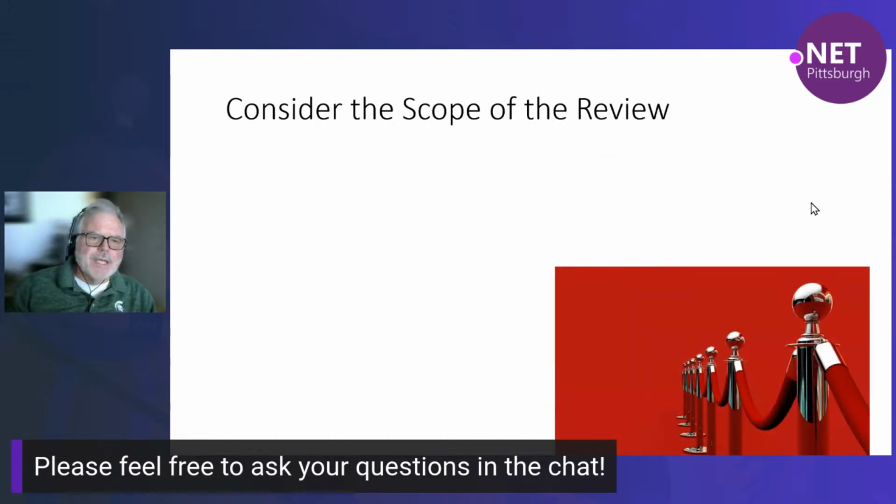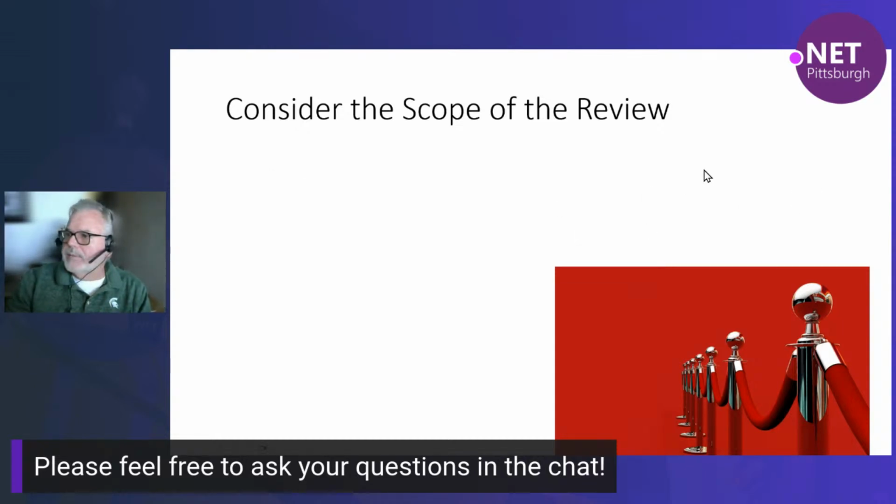All right. This is another one. Consider the scope of the review. There's a temptation as you're reviewing code to poke around and find things outside of the change set that maybe you can review. That'll just delay the process. As much as possible, you should be focused on the change set and the change list that were submitted to you in this pull request.